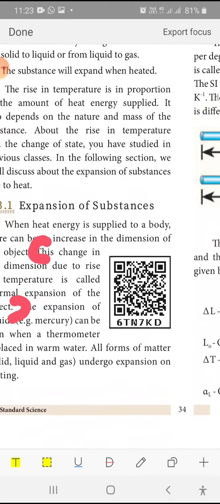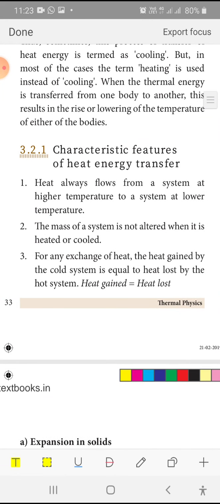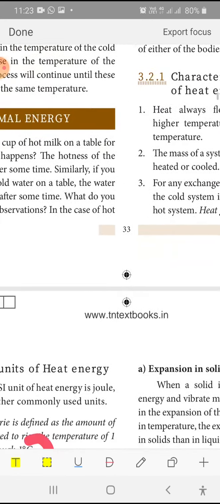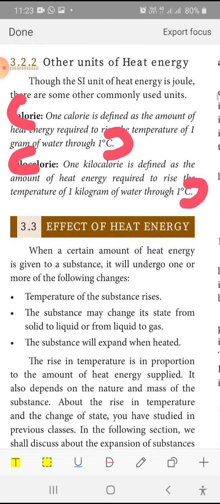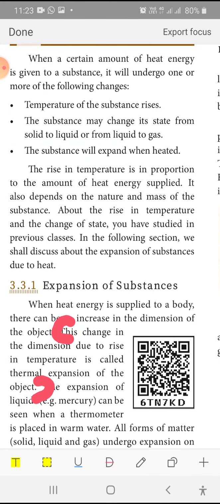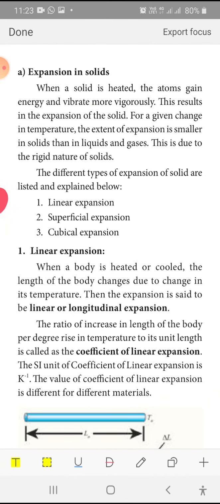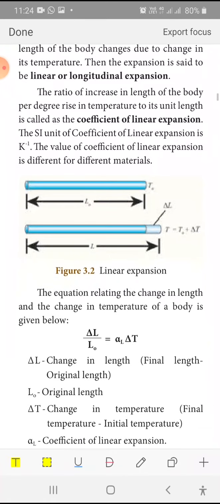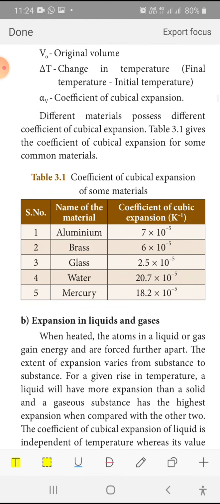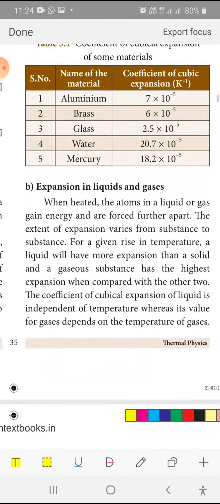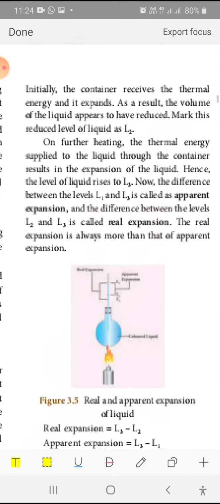What we have seen in this lesson today: characteristic features of heat energy, other units of energy, calorie and kilocalorie, effect of heat energy, expansion of substances. In thermal expansion, three types of expansion: linear, superficial and cubical expansion, and their coefficients of expansion. Up to this the lesson is over. The third lesson is completed. So your third lesson is over.